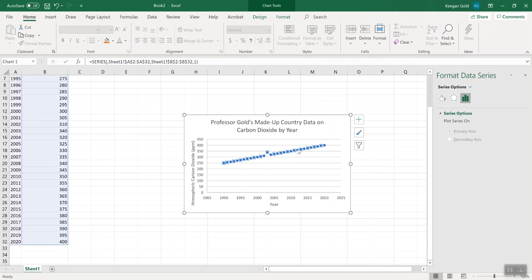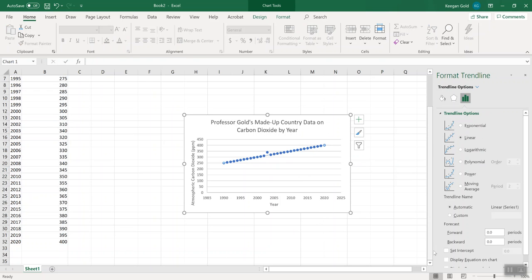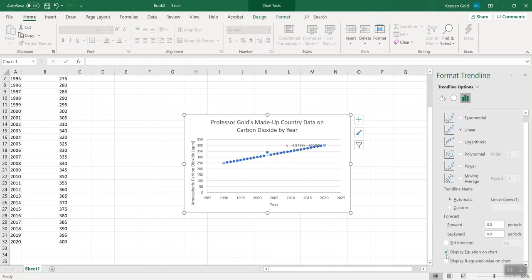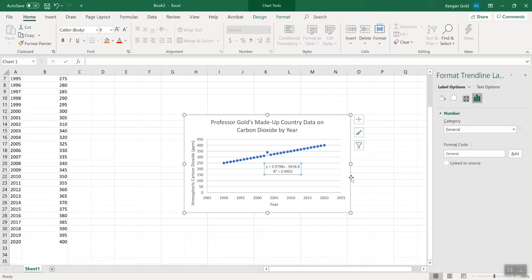Okay, so now you want to add a trend line. So I'm going to right click on here. I'm going to add a trend line. You want to make sure to have the equation and the R squared displayed, and then you can go ahead and close out of it. Now, some people left it right there. Don't forget that you can actually move it over.